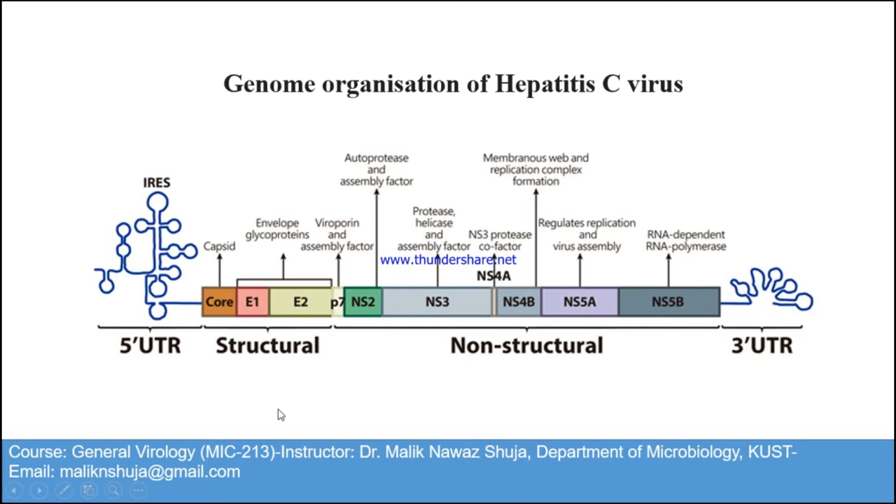On the 5 prime end we can see the untranslated region, which forms a knot-like shape known as the soldier knot. These secondary and tertiary structures are responsible for some enzymatic or biological activities, and they provide the ribosome entry site. Then come the core protein or capsid protein, followed by E1 and E2.